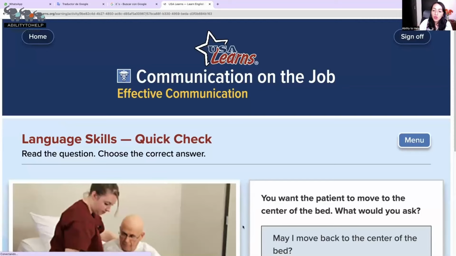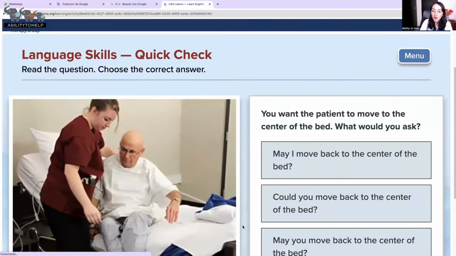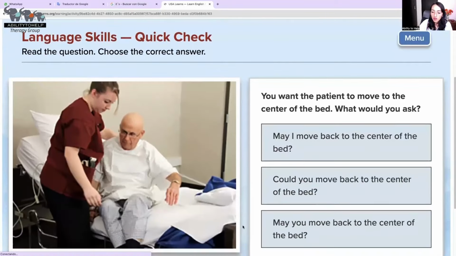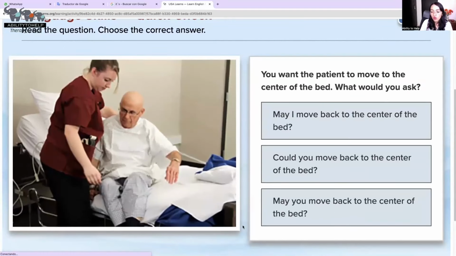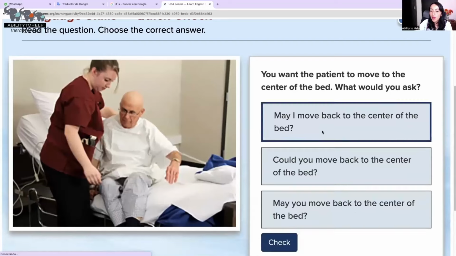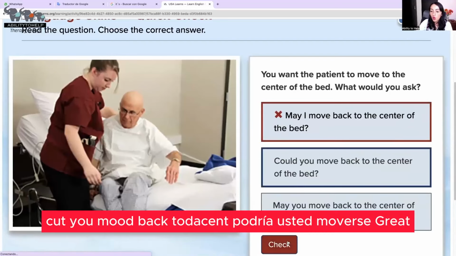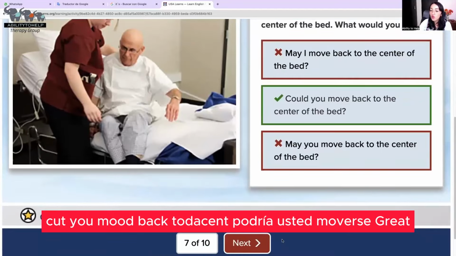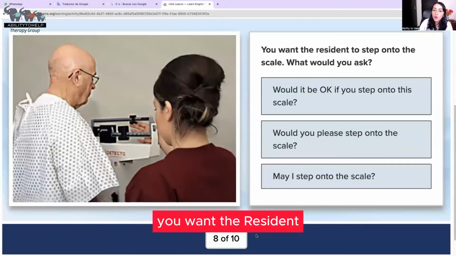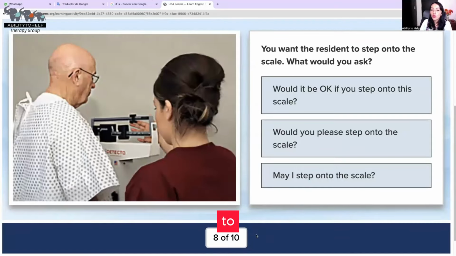Okay. You want the patient to move to the center of the bed. What would you ask? May I move back to the center of the bed? Could you move back to the center of the bed? May you move back to the center of the bed? Don't forget it, you want him to move. You want the patient to move, so may I move? It's not okay. Could you move back to the center? ¿Podría usted moverse? Great.